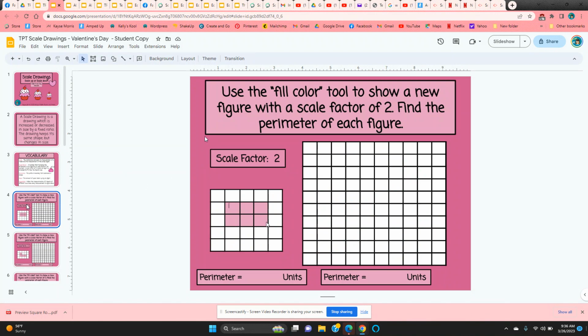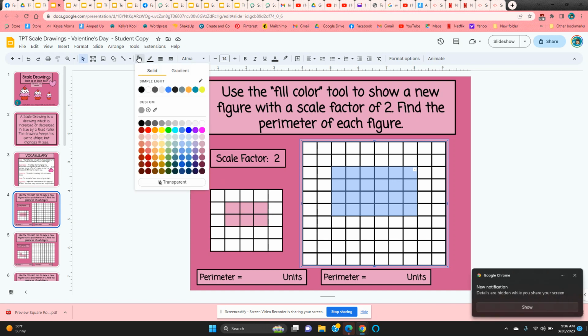So they have a 2 by 3 rectangle, and they're going to scale this figure up by a scale factor of 2. And what that means is that every side is going to be multiplied by 2. To create this, they're just going to click in one of the squares, click and hold until they highlight what they want to color in. Once they have it highlighted, they come up here to the fill color bucket and they can choose any color they want.